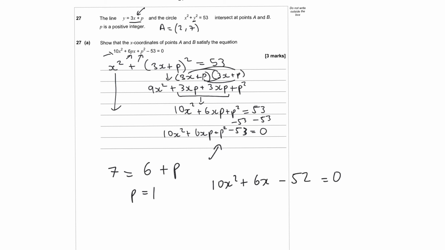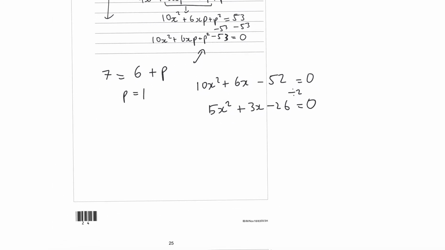Okay, so now we've got a quadratic equation, and then we can actually divide everything by 2 because they're all divisible by 2, which would leave us with 5x squared plus 3x minus 26 is equal to 0. So we need to factorize, right? So I'm going to factorize this. So it's going to be a double bracket factorizing. So one of the brackets is definitely going to have 5x, the other one's going to have x.